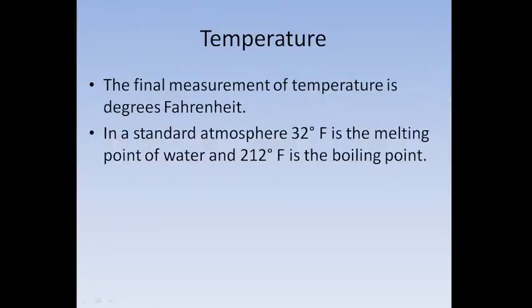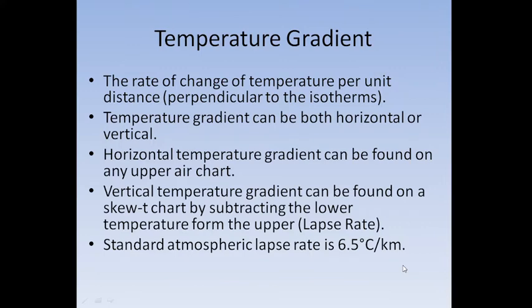Okay, so temperature gradient. It's the rate of change of temperature per unit distance, perpendicular to the isotherms, like we said, where we had that thermal advection. We'll go back here in a minute and look at that again. Horizontal temperature gradient can be found on any upper air chart, and vertical temperature gradient can be found on a Skew-T chart by subtracting the lower temperature from the upper temperature, and that will give you your lapse rate. The standard atmospheric lapse rate is 6.5 degrees Celsius per kilometer.